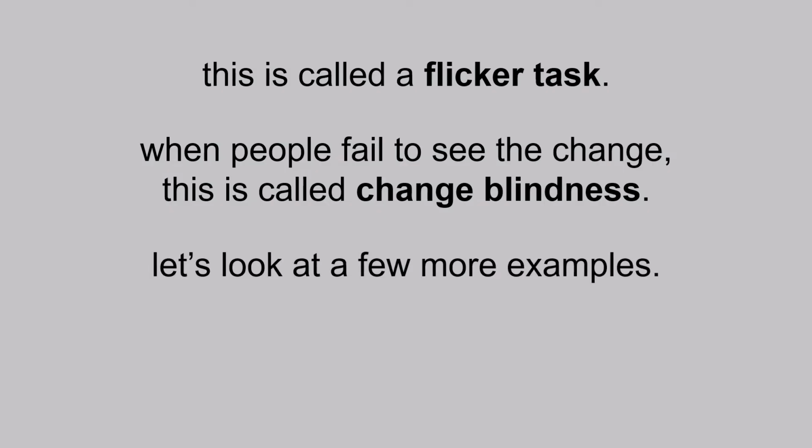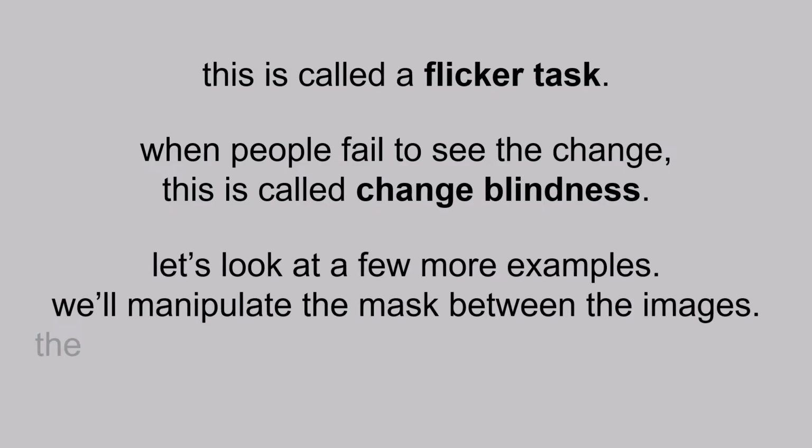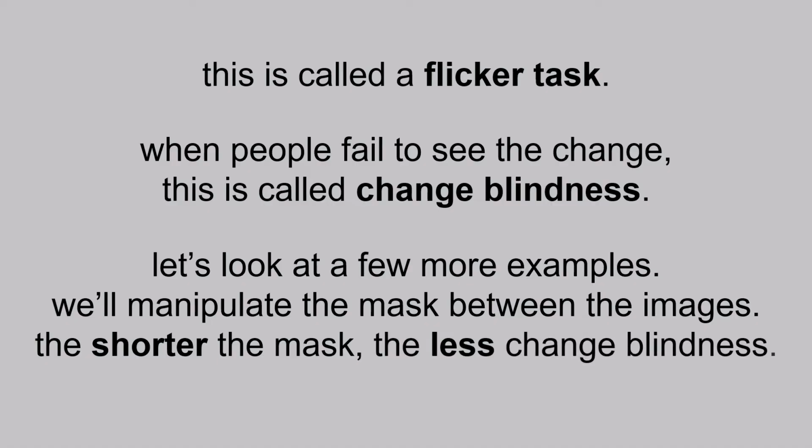Now, let's look at a couple more examples. This time, we're going to manipulate the mask between the images, because the shorter that visual mask is, the less change blindness you should see. So let's start out with a 100 millisecond mask.